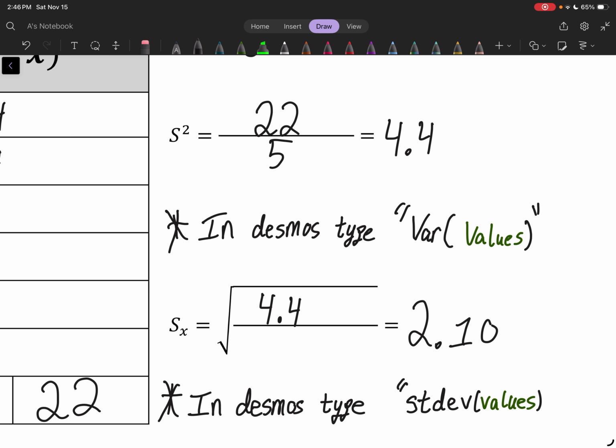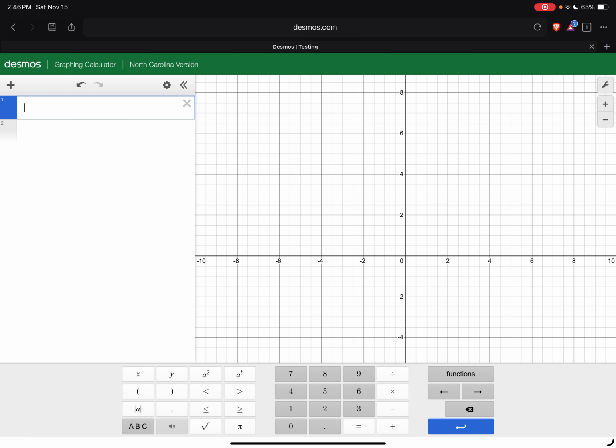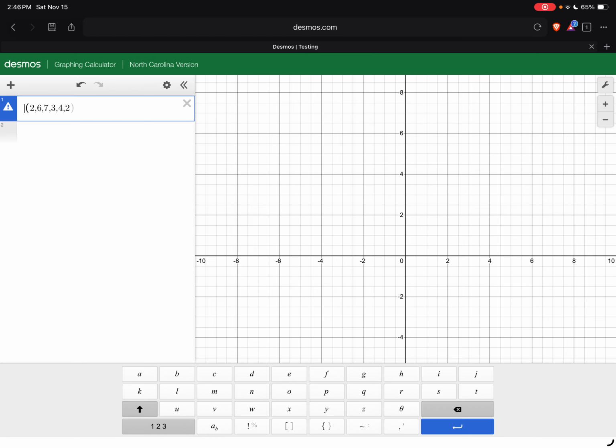Now, this is something that you need to know how to do by hand, but there is an easier way to do it in Desmos. If I type in my data set, 2, 6, 7, 3, 4, 2, you can go out in the front and put VAR for variance, and it will give you the 4.4 that we did by hand.